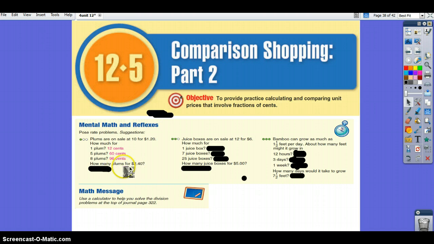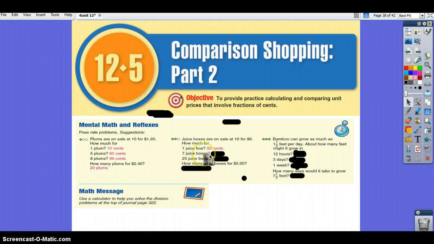So how many plums would I get for $2.40? Well, just looking at $1.20 and $2.40, I know that that's doubled. So I would double how many plums I could purchase, which is 10 doubled is 20. Juice boxes are on sale at 12 for $6. How much for one? Again, $6 divided by 12 is 50 cents apiece.